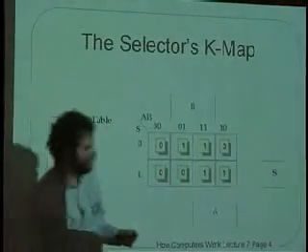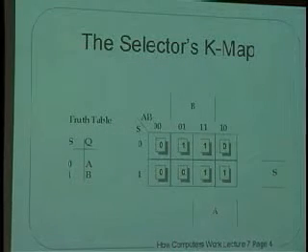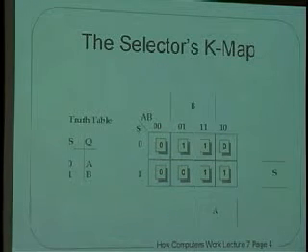Now, the question is how to actually build a selector out of AND gates and OR gates and possibly inverters. In other words, to do a sum of products implementation of a selector.